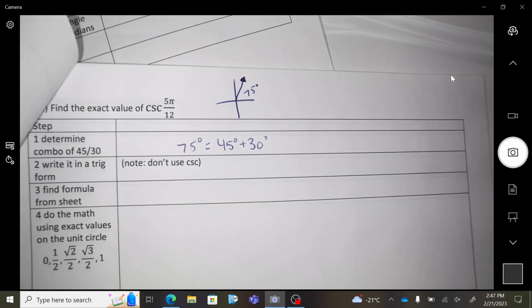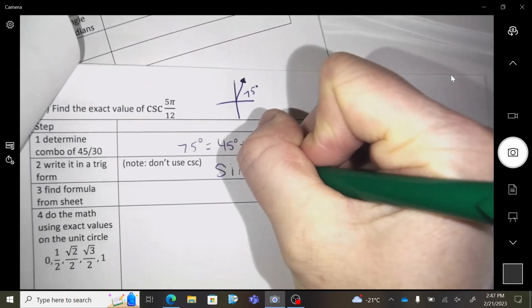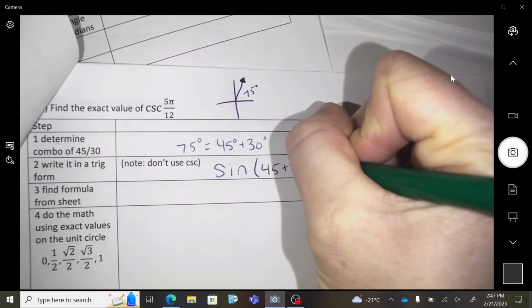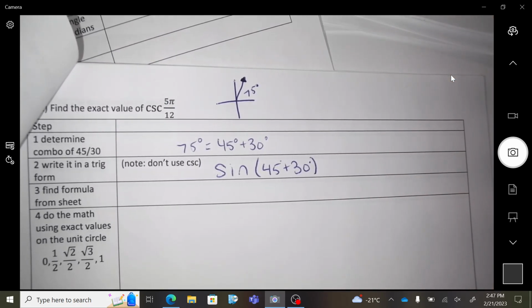Now, I don't like using cosecant, so in this whole question I'm not going to work in cosecant. What could I work in instead? What's the flip of that? Sine. So I'm going to do the sine of, and instead of doing 75, I'm going to change that.